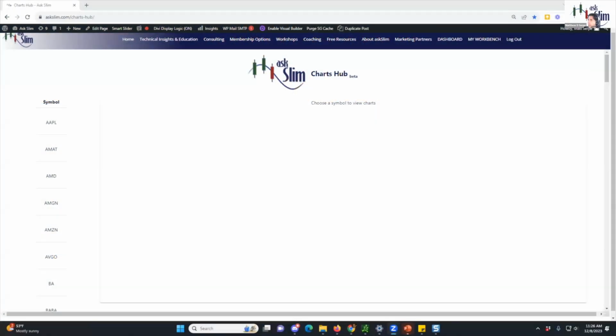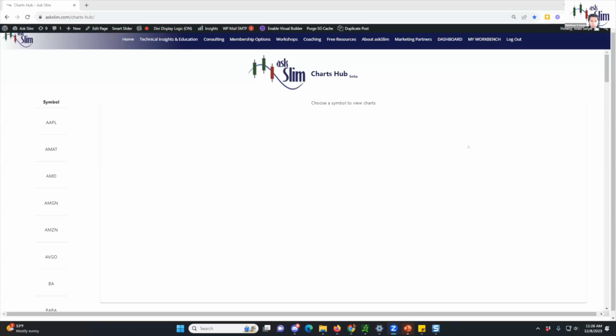So as part of my segment, I also wanted to share the process I use to identify what tools on askSlim to find the symbol that I was going to do my trade plan on. And so I started with the charts hub. Or if you can just raise your hand if you see the charts hub. Okay, excellent.